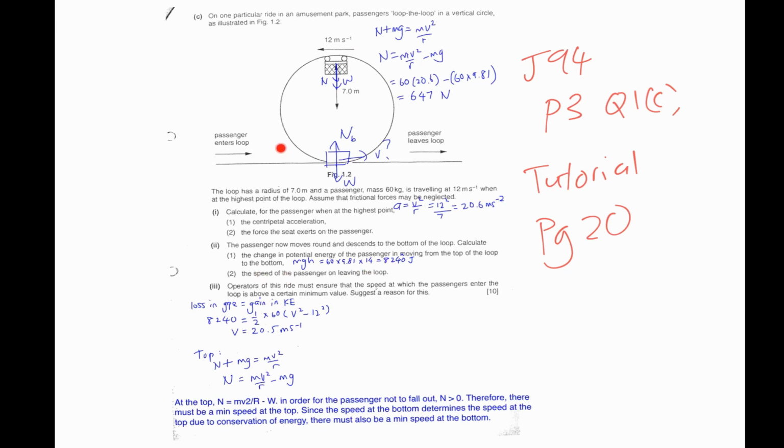So next part, find the speed of the passenger on leaving the loop. So when it goes from top to bottom, this is the GPE it lost. What is the speed when it reaches here? So don't forget, when you move from top to bottom, it's going to lose GPE, but it's going to gain what energy, guys?